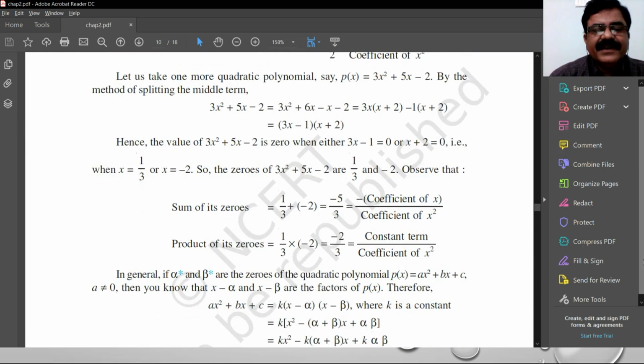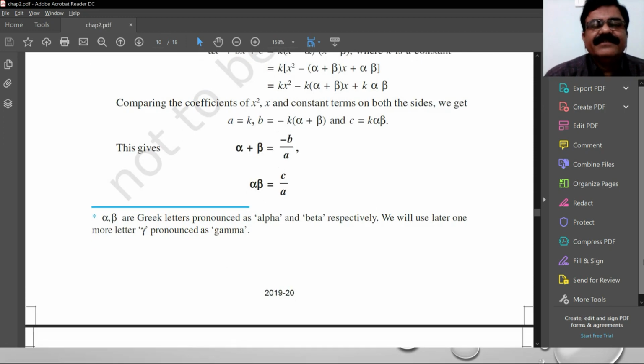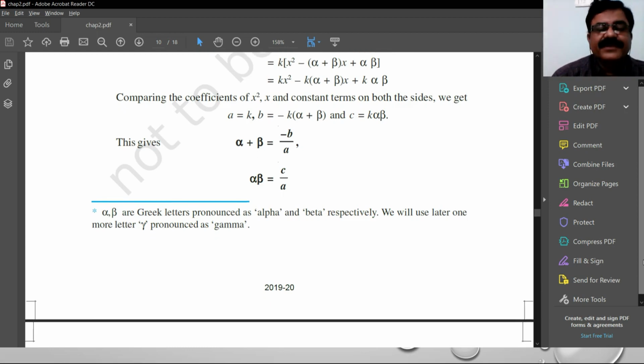You can take another example and verify these relationships. And finally, we can obtain that alpha plus beta is equal to minus b by a, while alpha into beta is equal to c by a, for the quadratic polynomial.